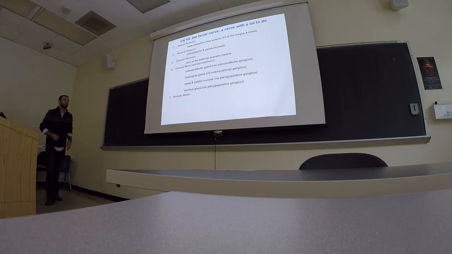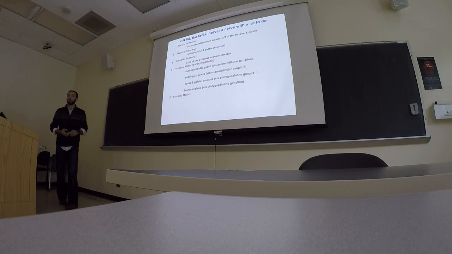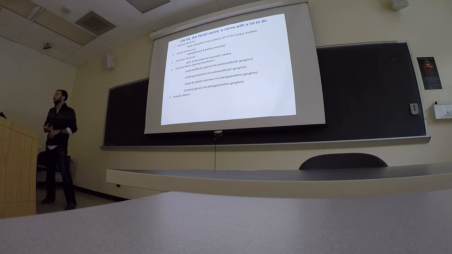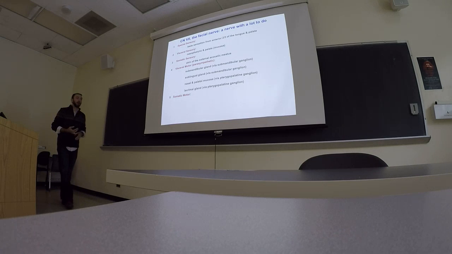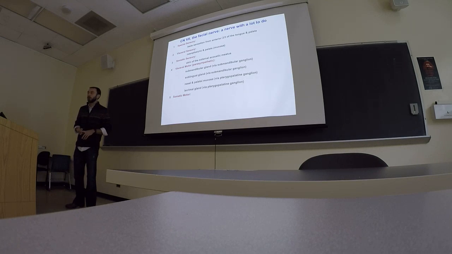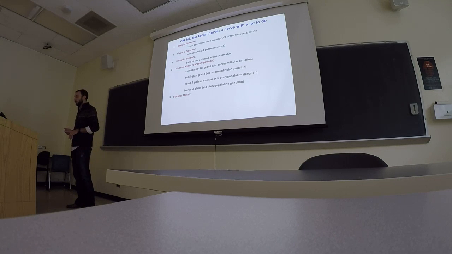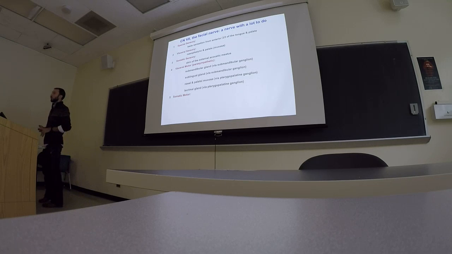Visceral motor, these were all talked about by Peter in passing yesterday. So this is going to provide parasympathetic innervation to 2 of your salivary glands, the submandibular and sublingual glands, as well as the mucous glands within the nasal cavity and oral cavity, and also the lacrimal gland, which produces tears for your eye.